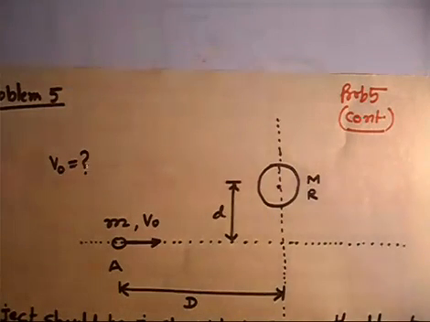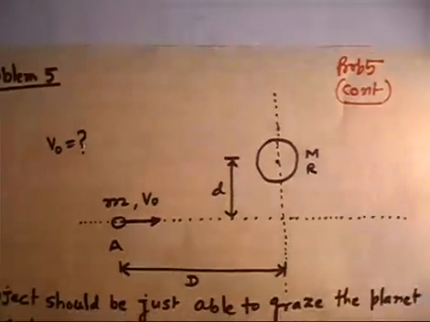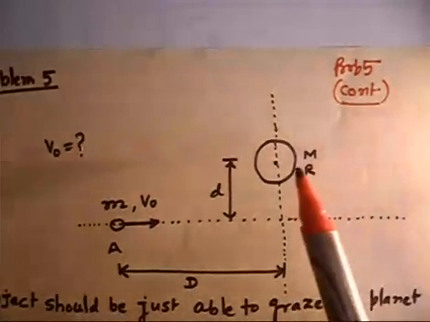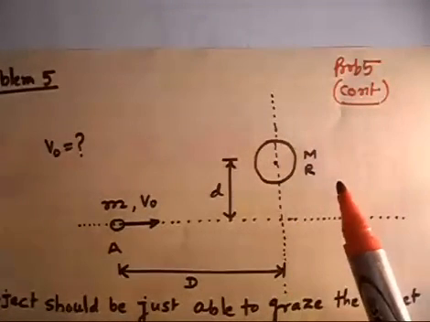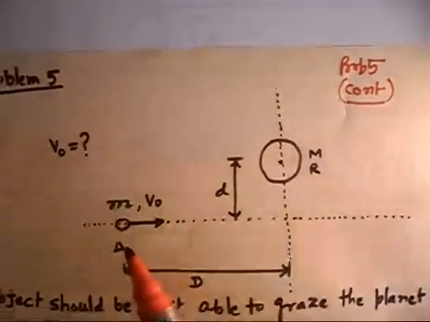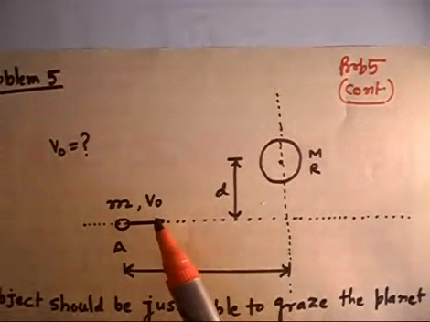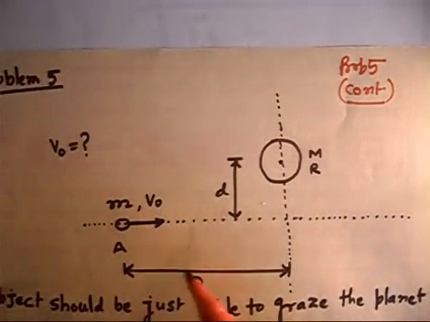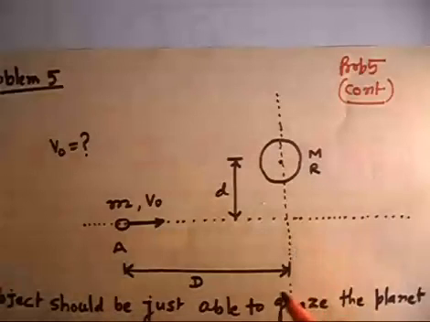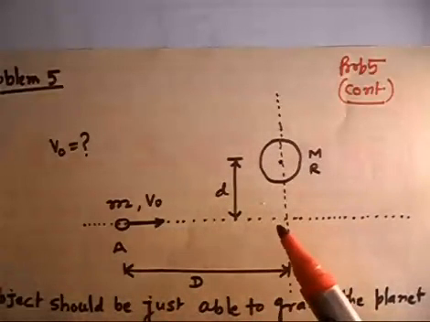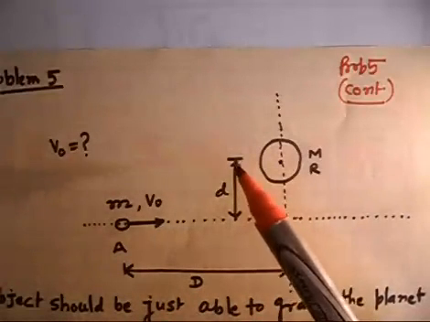Okay, I think you have made this diagram. So you see, there is a planet of mass m and radius r, and there is a mass m. This object is basically thrown with velocity v naught. This distance is d. If I make a perpendicular from here to here, this distance is d, and this distance is a small d.